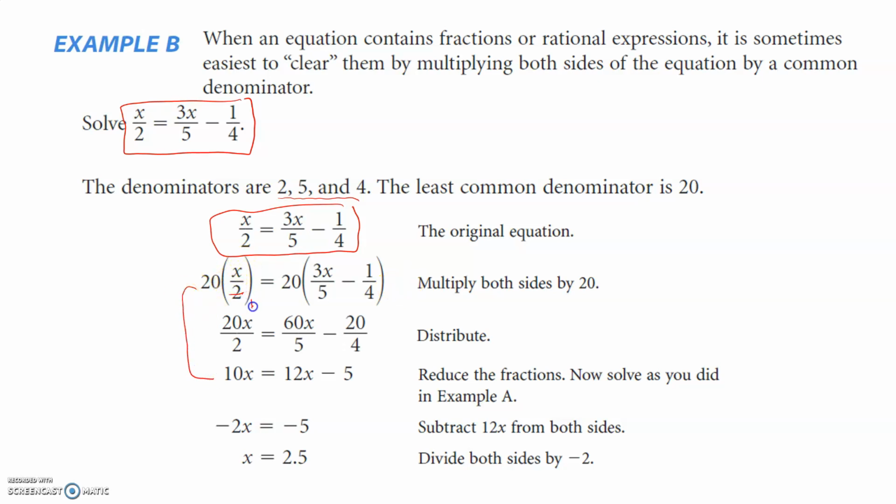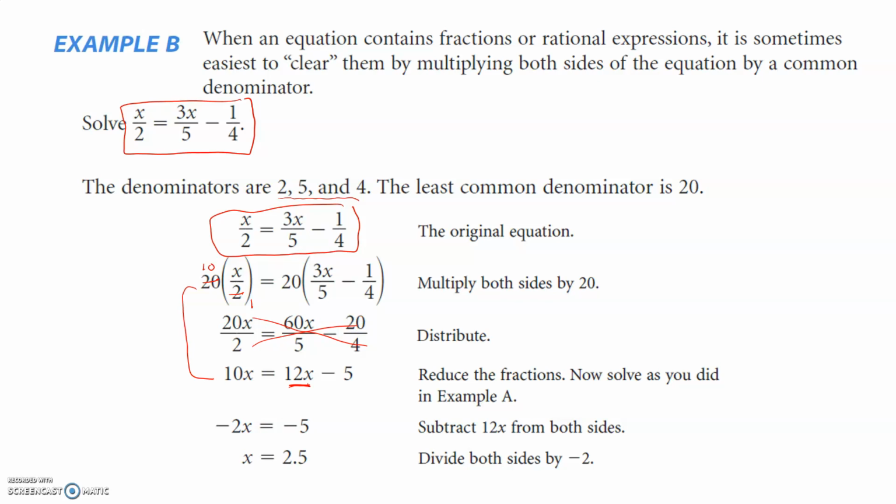So 2 goes into 20 ten times, so I'm going to have 10x. And then 5 and the 20 are going to cancel. So I'm going to be left with a 4 outside here, and 4 times 3 is going to be 12x down here. And if I multiply 20 times a negative 1/4, I'm going to have a negative. And 4 will go into 4 once on the bottom and into 20 five times, and 5 times 1 will be a 5. So I kind of ignored this step.